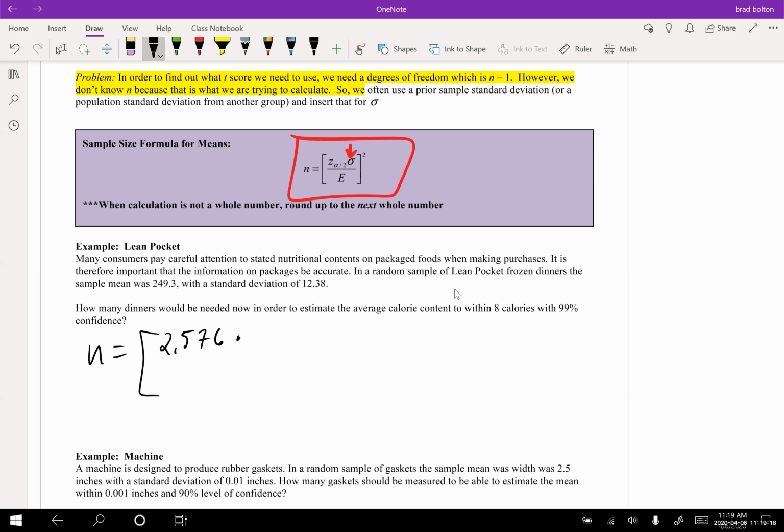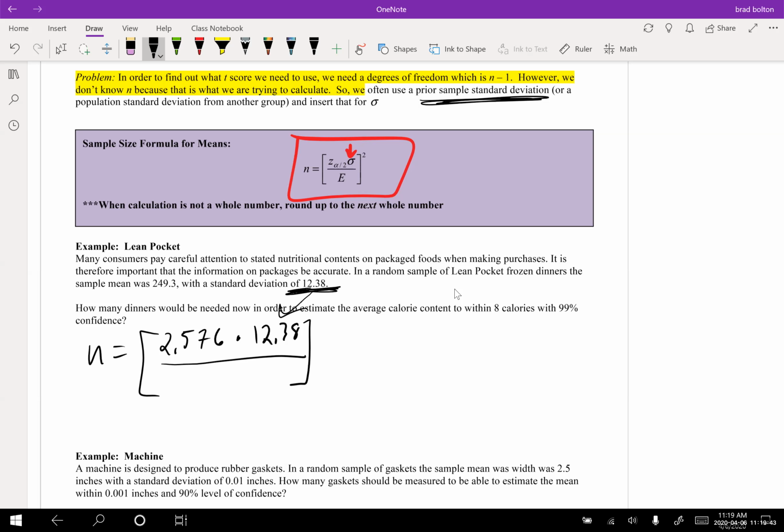So we're going to use 12.38. And again, that's kind of the rub on statistics. We don't actually have the right value, but it says right here, we often use a prior sample standard deviation or a population standard deviation from another group. So we're going to say, well, I guess this is a prior sample standard deviation. So let's plug that in right there.